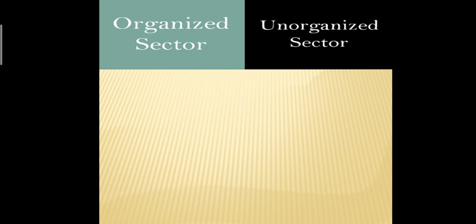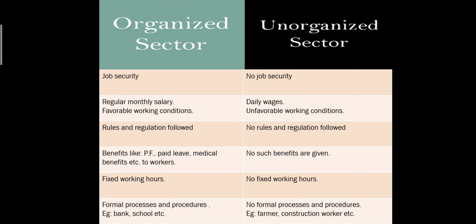Now here we can differentiate between two. Like in organized sector, we are having job security. But in unorganized sector, people don't have any job security. Their jobs can be terminated as and when the employer thinks like. Then in the organized sector, the workers are getting regular monthly salary, whereas in unorganized sector, daily wages are given. The working conditions are very much favorable in the organized sector, whereas they are unfavorable to the workers.